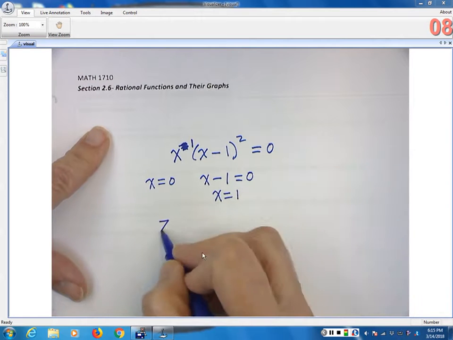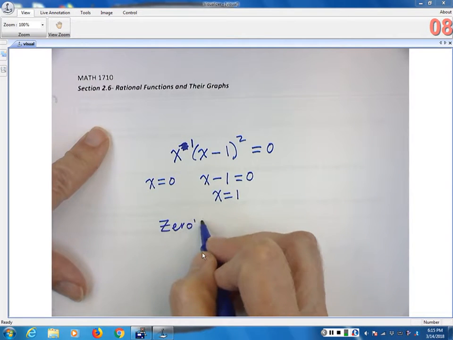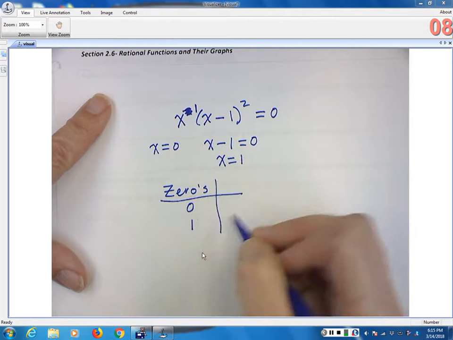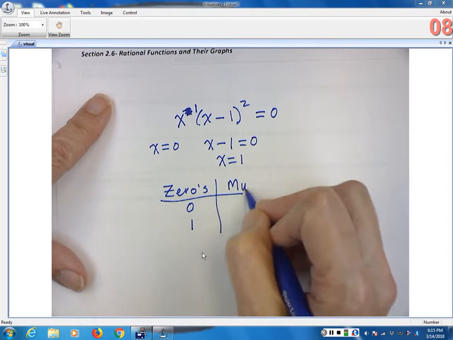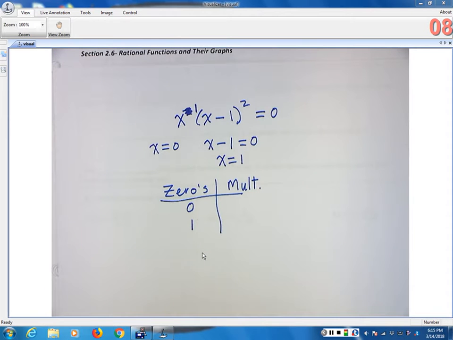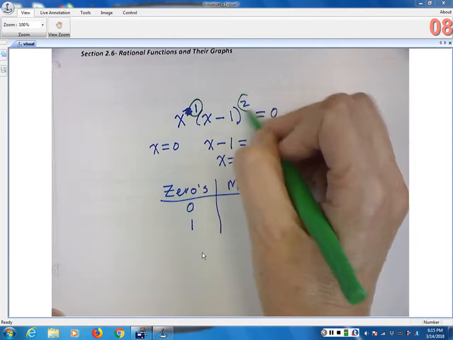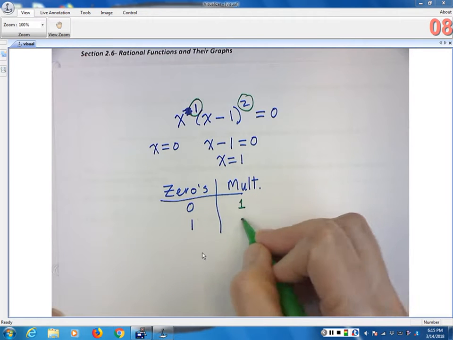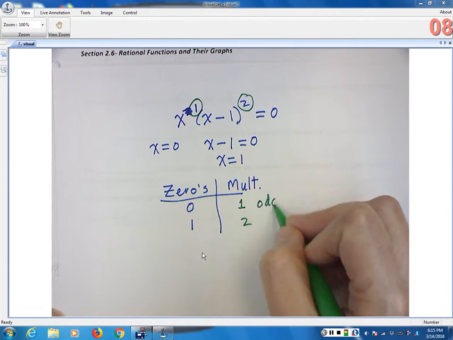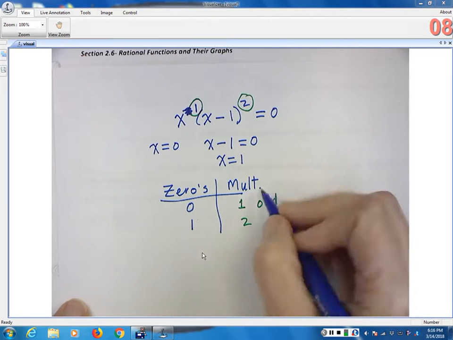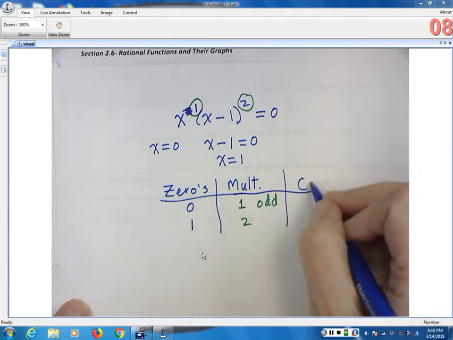So the zeros are 0 and 1. The multiplicities you get from right here, the x. So it's 1 and 2. This is odd. And you did have your graph right originally. So cross or touch.